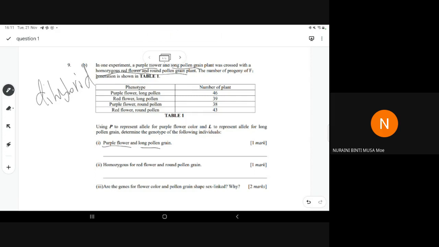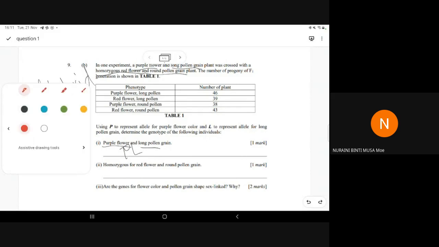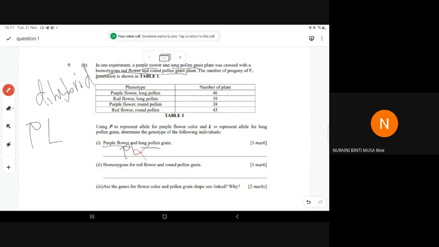So the biggest mistake yang pelajar biasa buat kat soalan macam ni ialah dia nampak purple flower, dia buat P. Dia nampak long, dia buat L. Ini genotype dia kata. Okay, dia kata ni lah genotype dia PL. Okay, betul ke salah? Betul ke the genotype for purple flower and long pollen ialah P besar L besar? Ni betul ke salah? Ini ialah salah. Salah. Kenapa je salah? Okay, very simply is because if you have to do a genotype, dengar sini elok everyone.